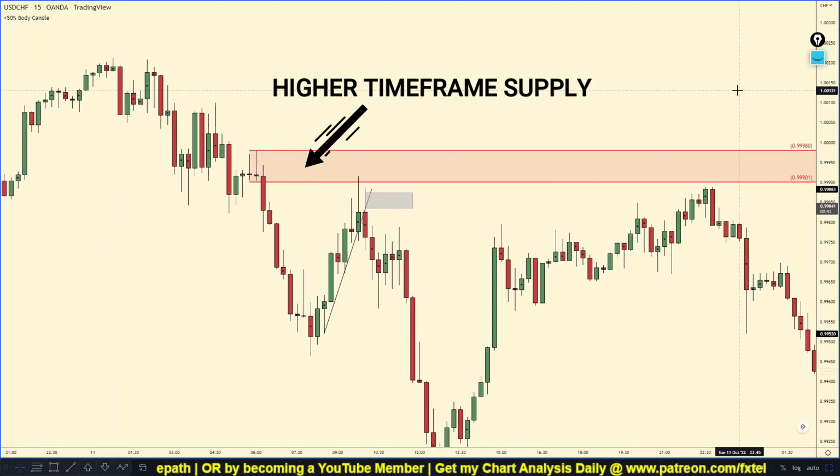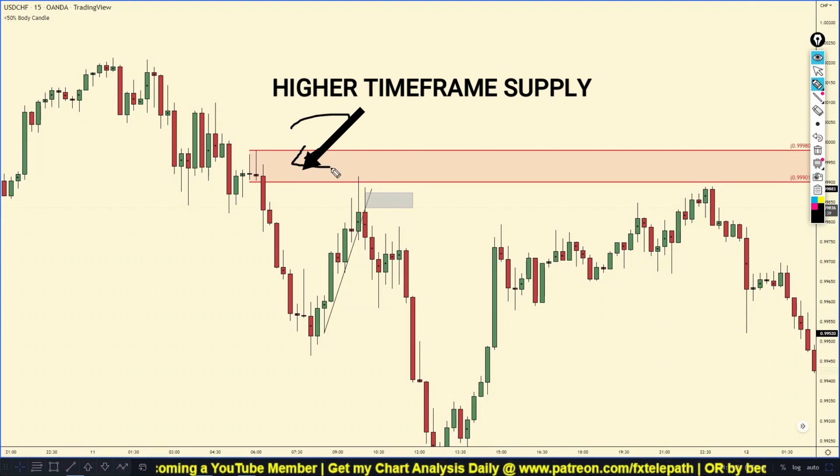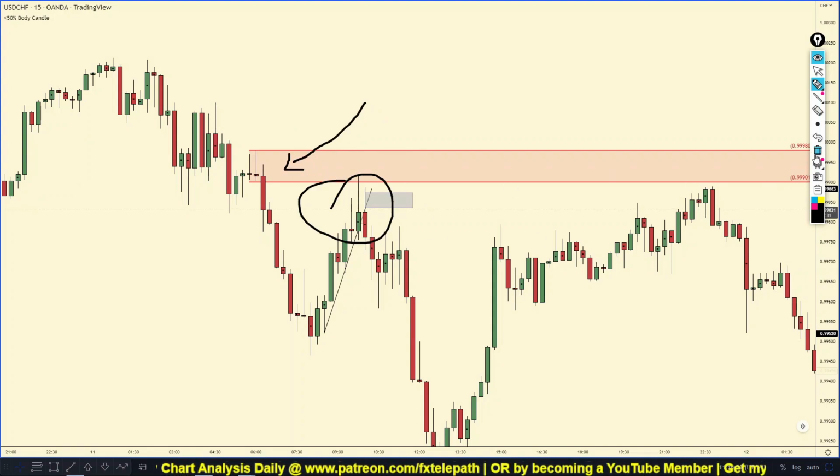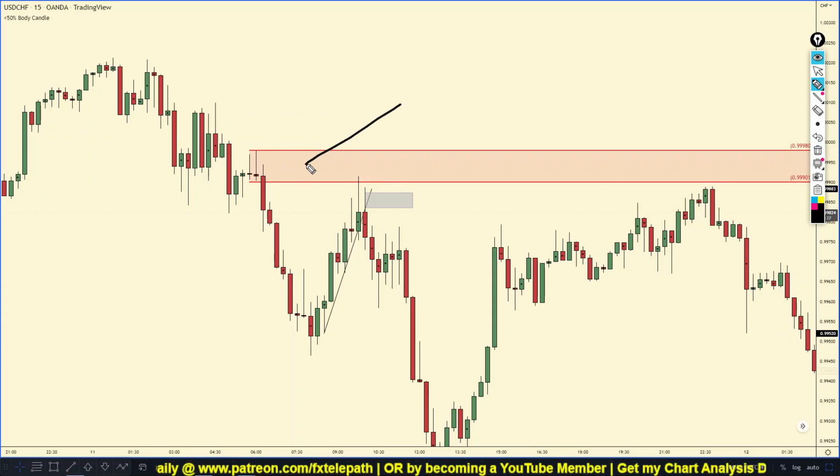So the first thing you need to do if you want to enter on a 1 minute time frame is find 15-minute higher time frame supply zones or demand zones. In this example here, I found this 15-minute supply zone. Now this is all done after the fact. I'm just showing you guys an example. So the first thing you need to do if you want to trade the 1 minute time frame is find your 15-minute higher time frame supply or demand zones.